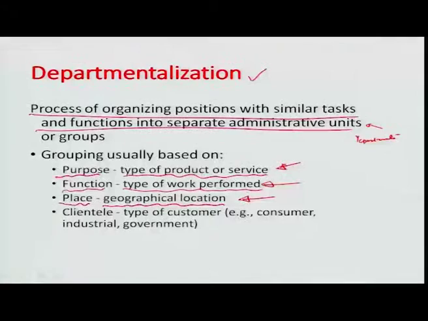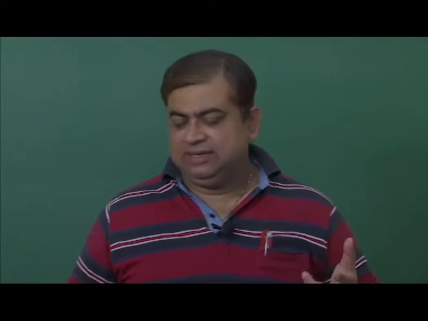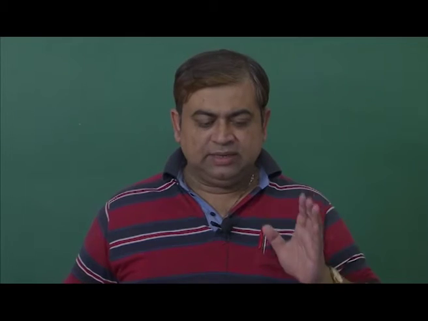Finally, there could be clientele based departmentalization, which depends on the type of customer. For example, there could be a department of consumer products, a department of industrial products. Let us say if the type of customer is the government, then there could be a different department, okay, based on who is the particular customer. So these are the different thoughts that go in while we are structuring an organization, about the different compartmentalizations which can be done for the structuring.